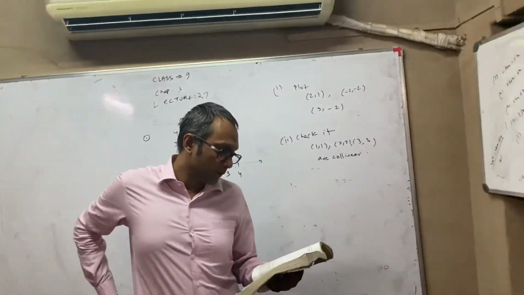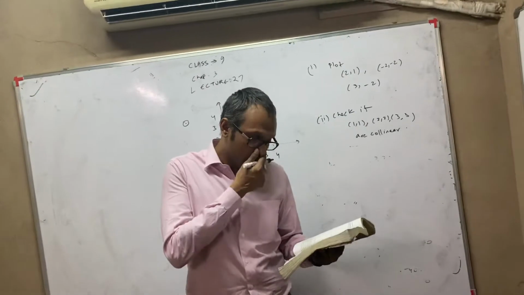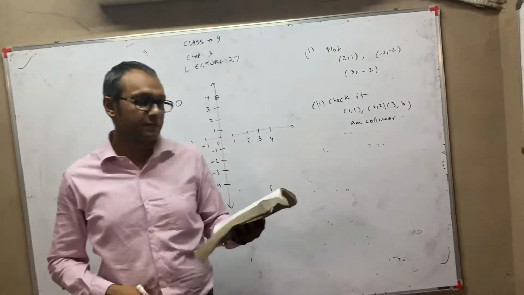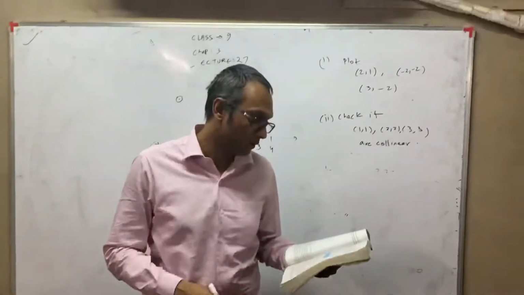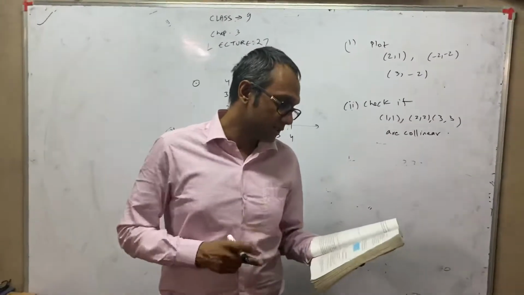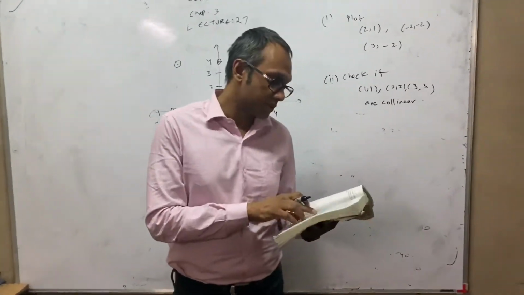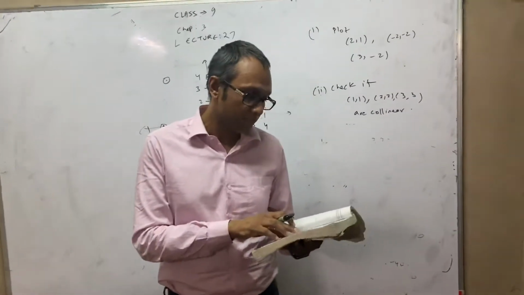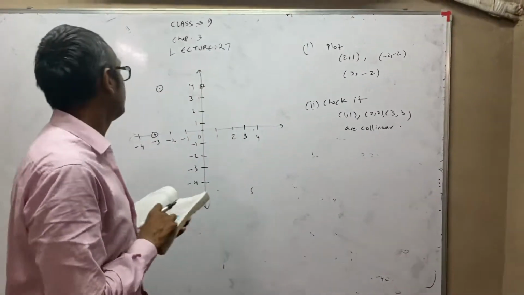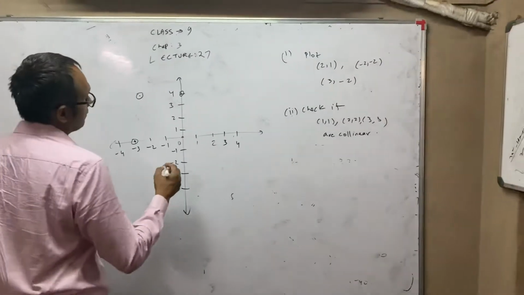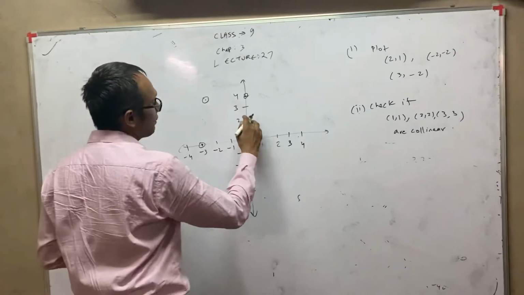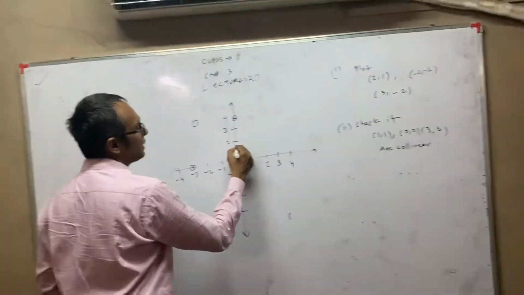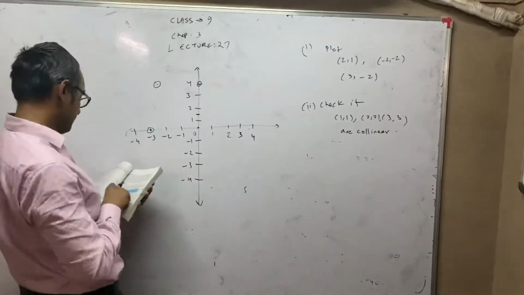Second question, plot the points. Again, you just have to plot the points. First point, x is -2 and y is 8, and so on and so forth. In this, I just want to show the third point, which is x is 0 and y is -1.25.